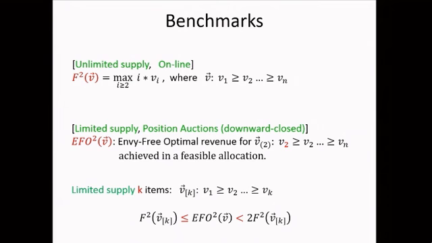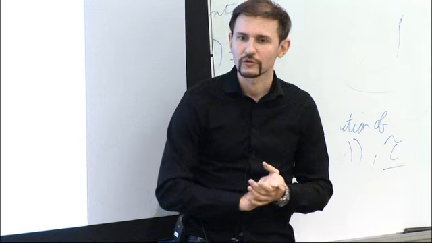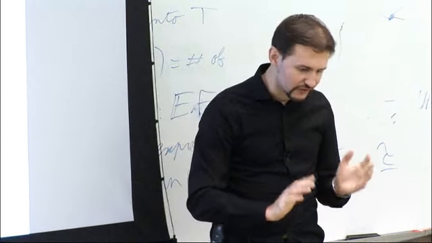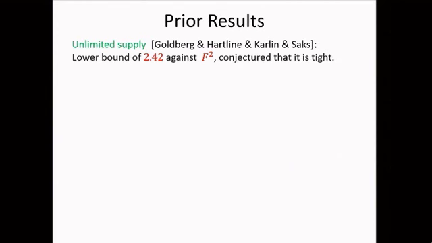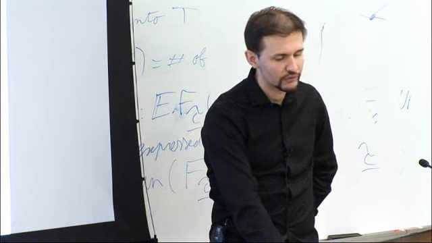All right, so this was the problem. This setting has been around for roughly 15 years. People have done quite a lot of research around it, so let me just describe some of the latest things. There was a work by Goldberg, Hartline, Carlin, and Saks about unlimited supply auctions. They gave a lower bound of 2.42 against F2. And actually, they conjectured that this should be tight, so they constructed some worst-case distribution and calculated the value for this distribution of inputs.